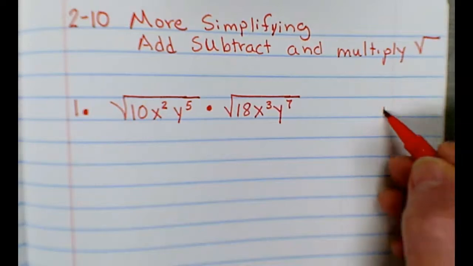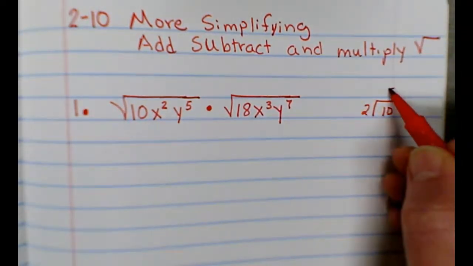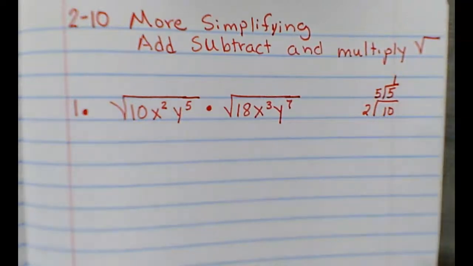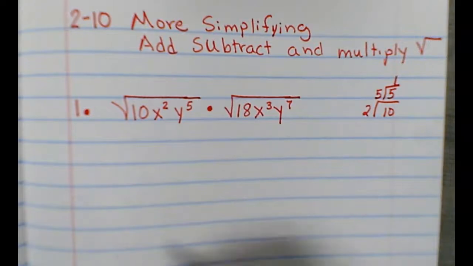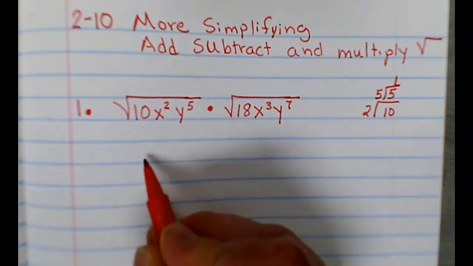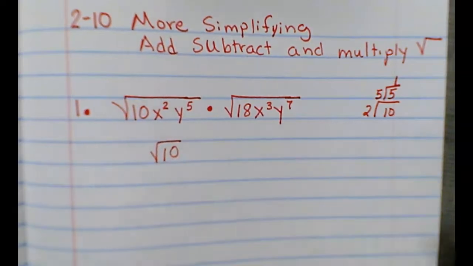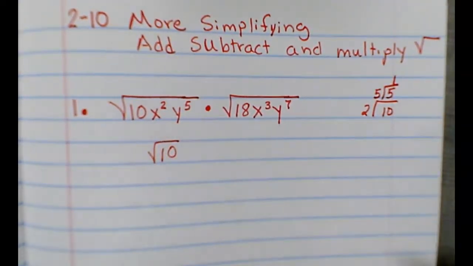So the only thing that divides 10 is 2. Does 10 have any pairs? 10 doesn't have any pairs, so it doesn't have any numbers to come on the outside of the radical sign. So the 10 is going to stay under the radical sign. The 2 times the 5 is going to stay under the radical sign.